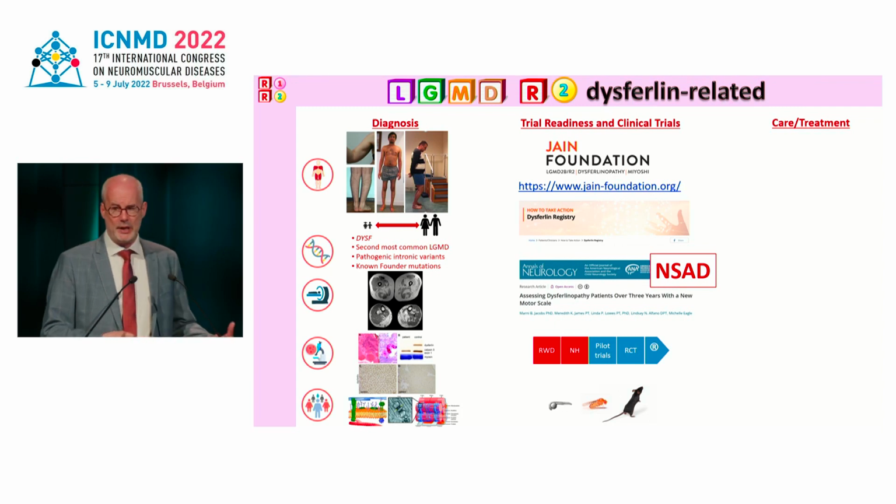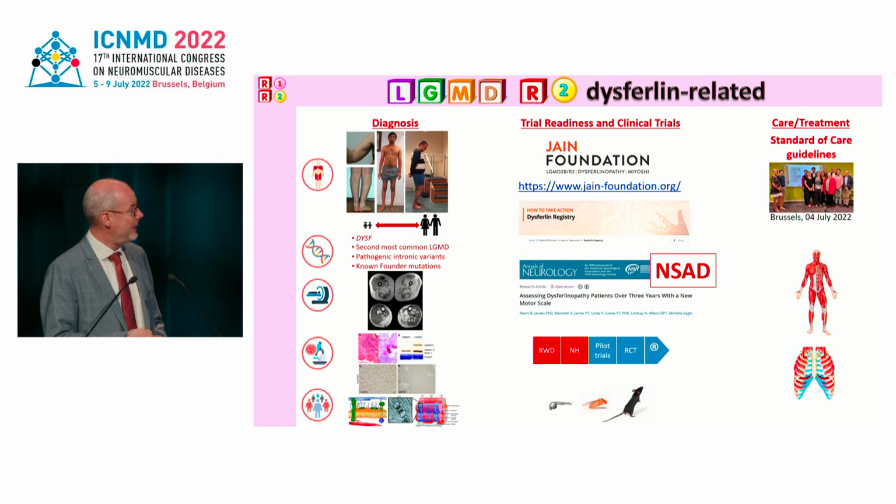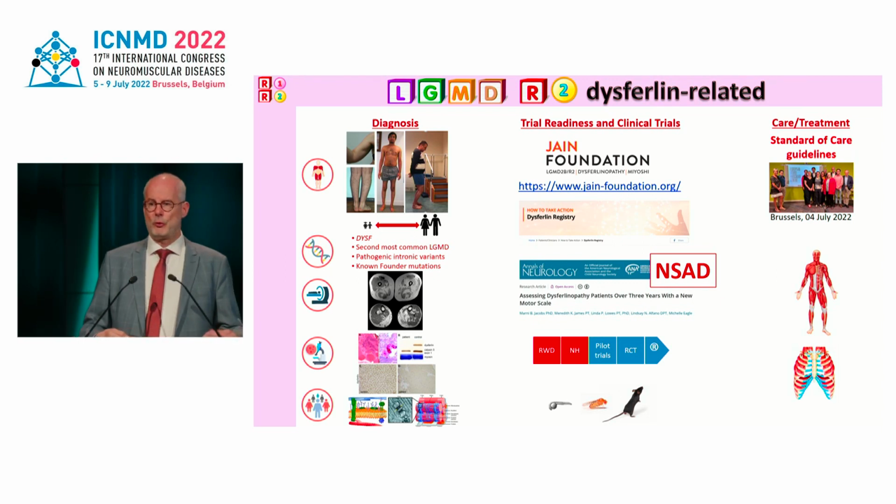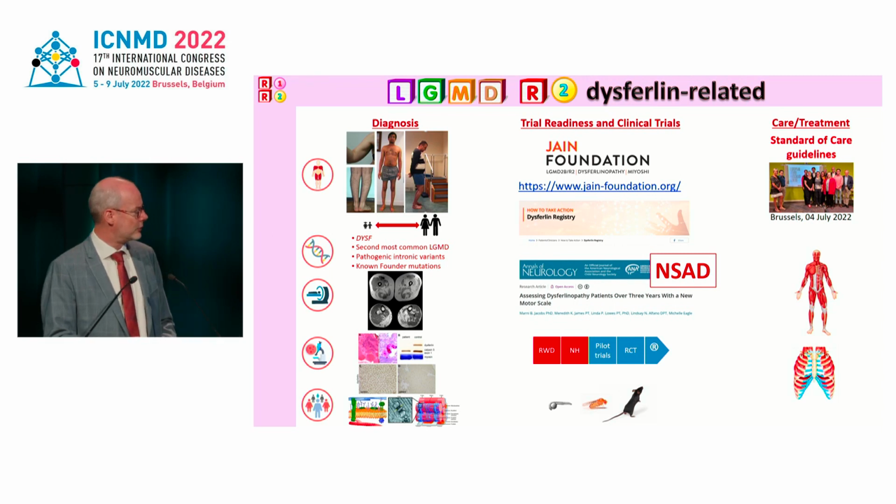Now, there is a very strong and supportive patient foundation, the Jain Foundation. They have a patient registry as well. There is a robust validated outcome measure, the North Star Ambulatory Assessment for dysferlinopathy, now also called North Star Ambulatory Assessment for limb-girdle-like muscular dystrophies.